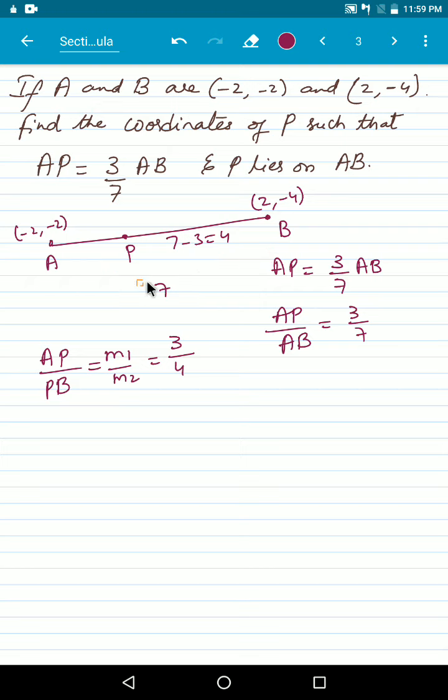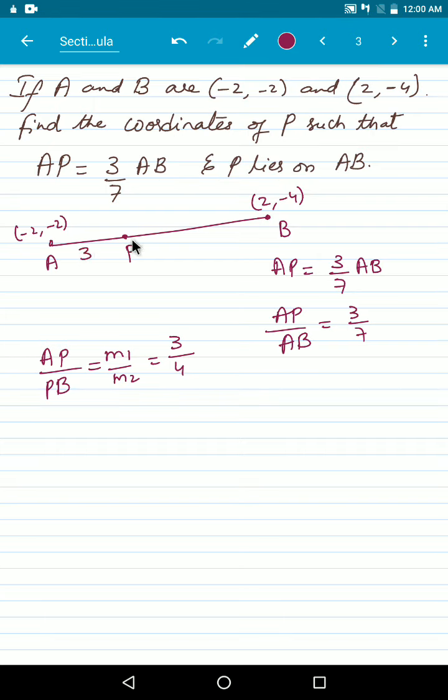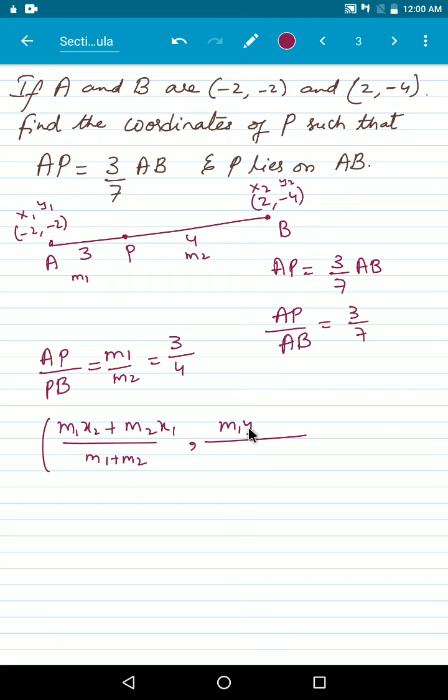Now this is 3 and this is 4. This is m1 and this is m2. x1, y1 and x2, y2. What was the formula to find the value of P? (m1 x2 + m2 x1) divided by (m1 + m2), and (m1 y2 + m2 y1) divided by (m1 + m2).